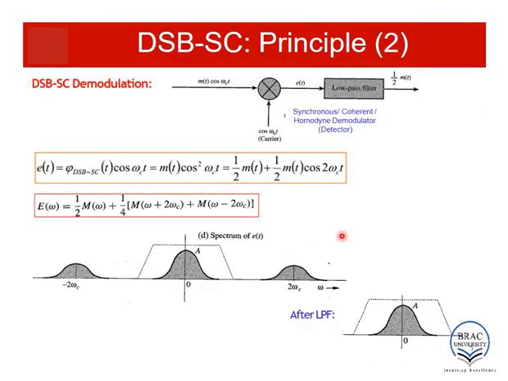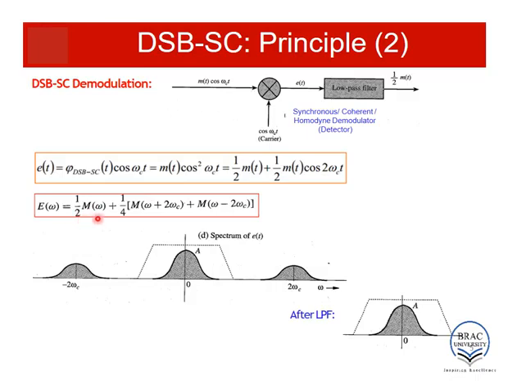But in this case, m(t) is multiplied by cos 2ωct. So now the spectrum will be shifted to 2ωc center frequency and minus 2ωc center frequency. So this is the portion of the message spectrum which is shifted to 2ωc center frequency, and this is the portion of the message which is shifted to minus 2ωc center frequency. And this is our original message spectrum, which is half M(ω).